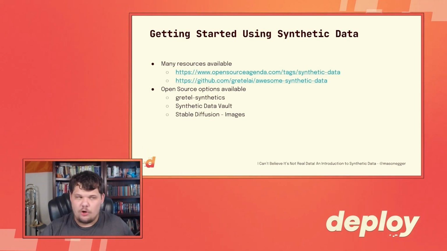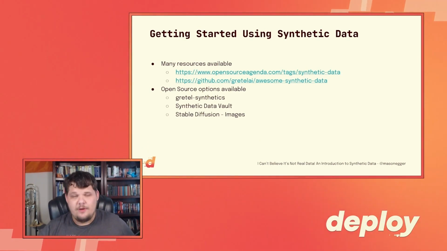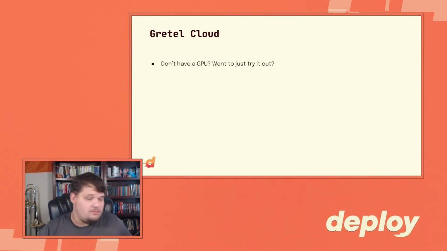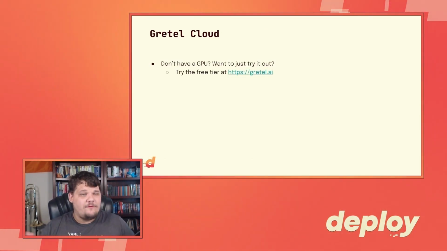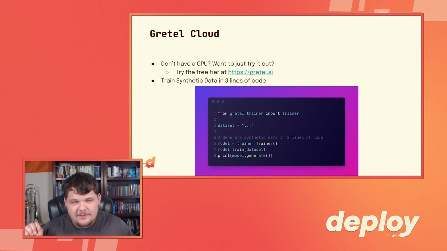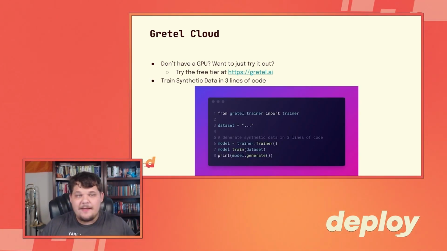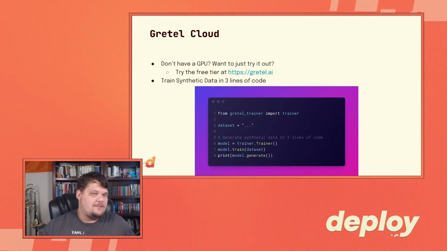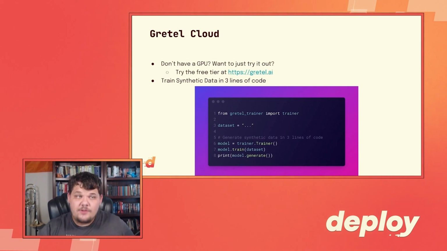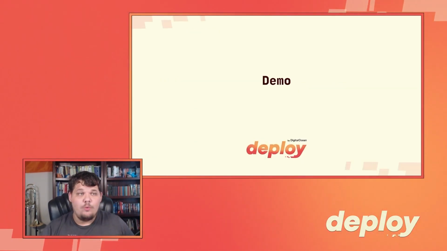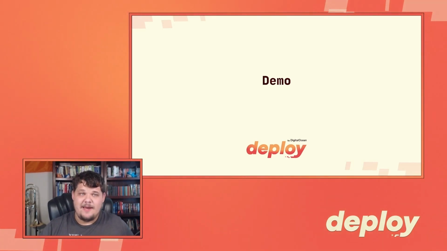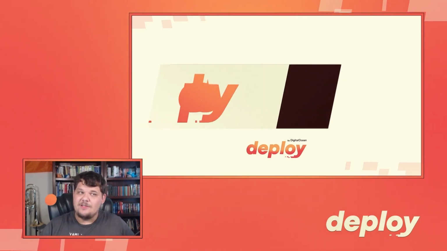Stable Diffusion is currently really popular in the news right now due to images. But if you want to get started today and you don't have a GPU, maybe just want to try it out, you can try it out for free at Gretel.ai. You can train synthetic data in as simple as 3 lines of code. And this is really easy with tabular data and time series data. There's all sorts of data that you can create it from. So without further ado, we're going to do a quick demo demonstrating how to create synthetic data inside of a Postgres database using Gretel.